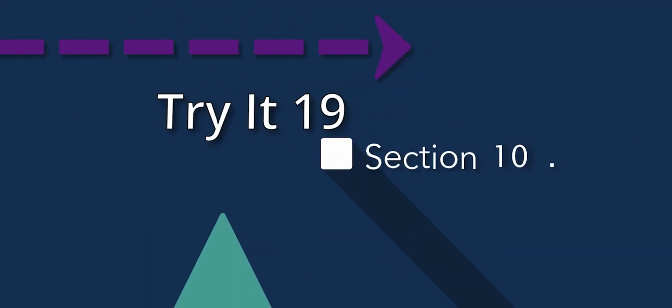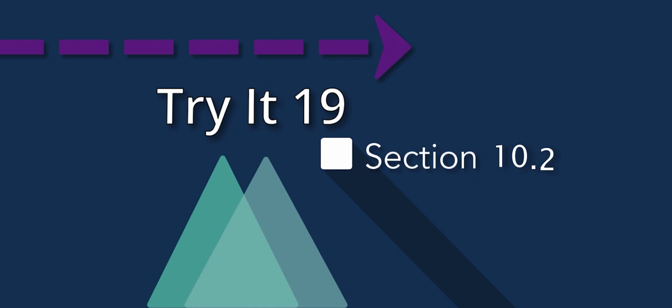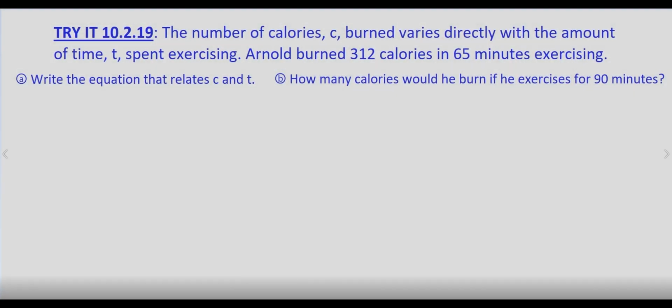So we're looking at a direct variation problem. We're told that the number of calories C burned varies directly with the amount of time T spent exercising. And we're also further given that Arnold burned 312 calories in 65 minutes of exercising. Part A, we're asked to write the equation that relates C and T.